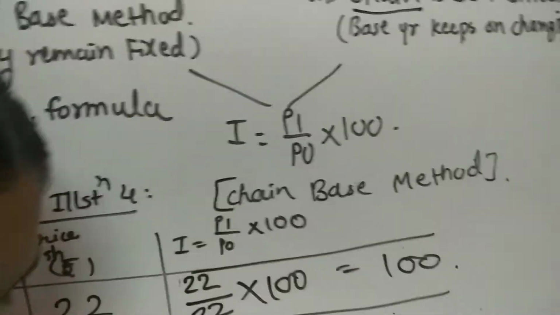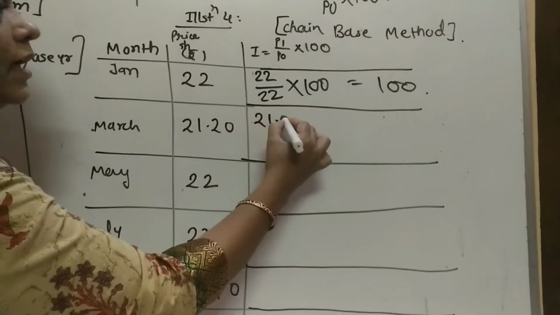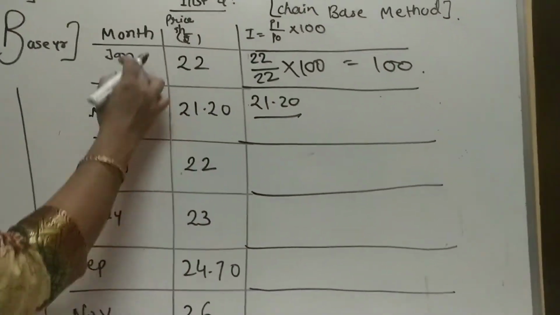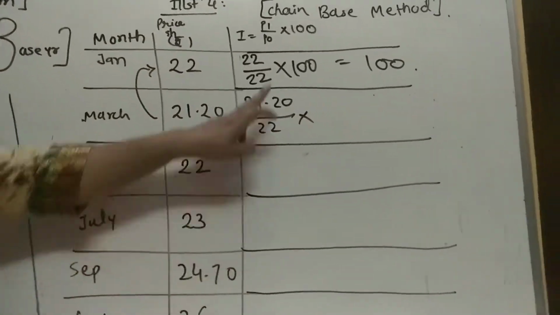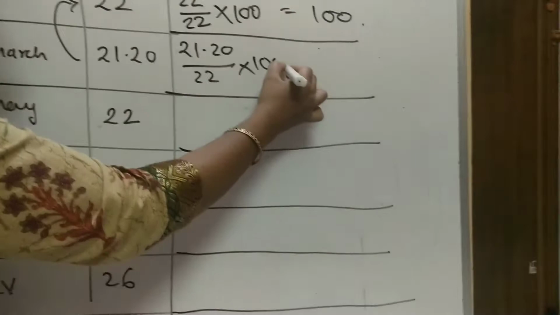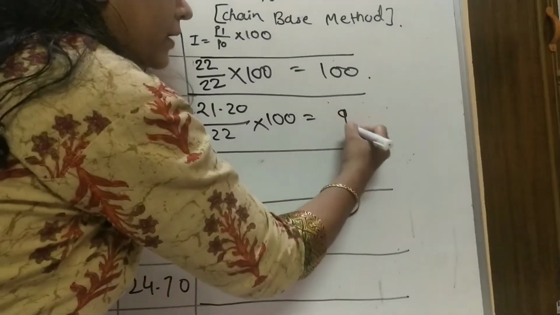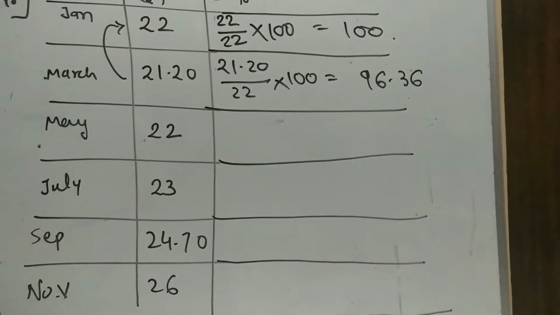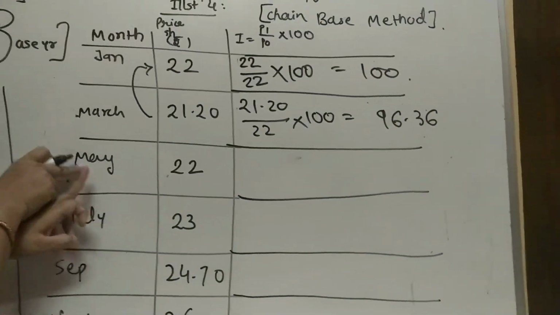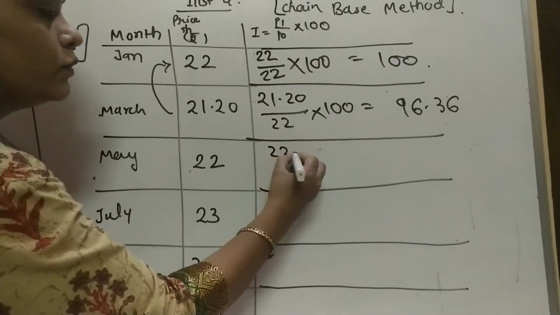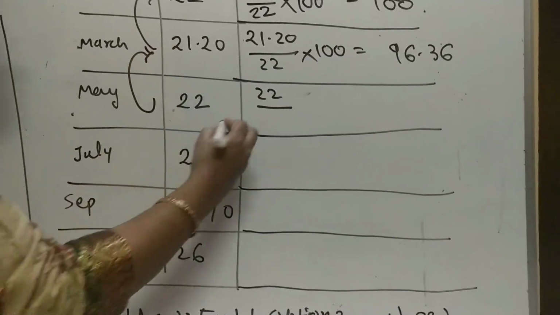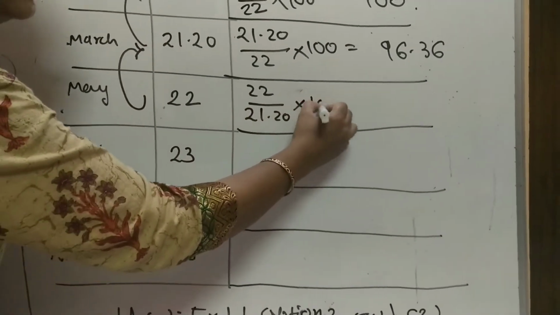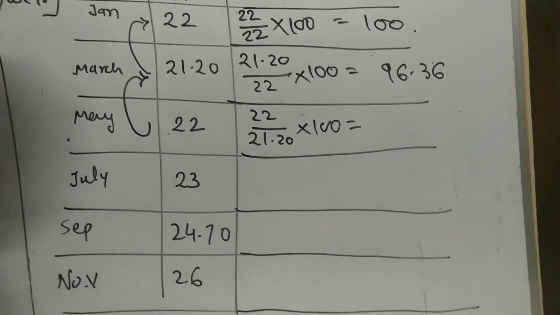Answer will be 100. Next, March month. This is my current month, so its price is 21.20 and the base year price is the previous one, that is 22, because I am following chain base method, into 100. The answer will be 96.36. Now I am in May month. This is my current month price, that is 22, upon base year. So which base year will we take? Previous month, that is March, 21.20 into 100.